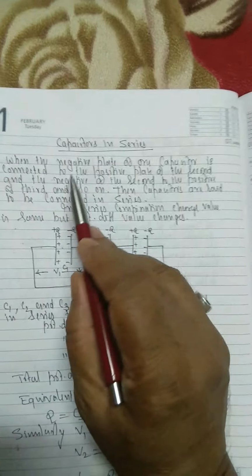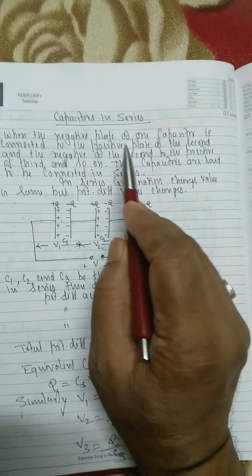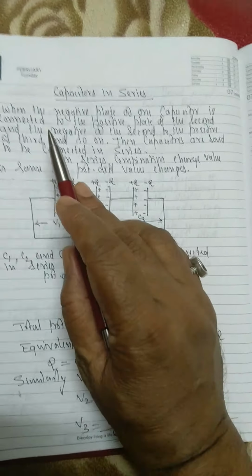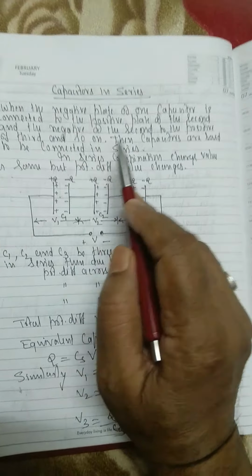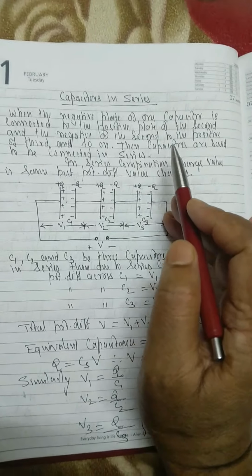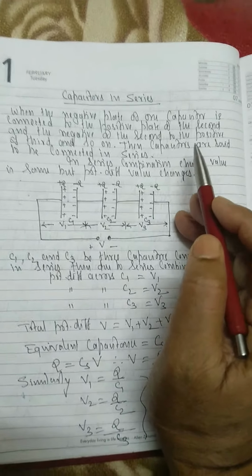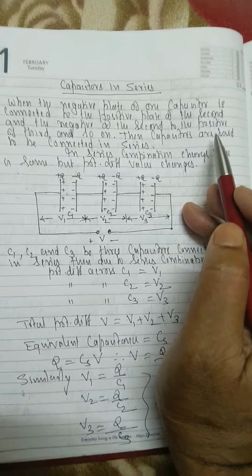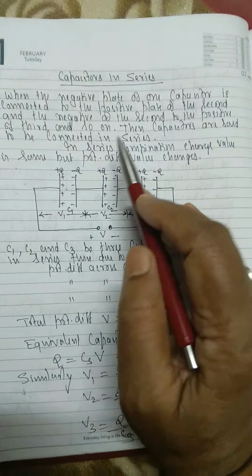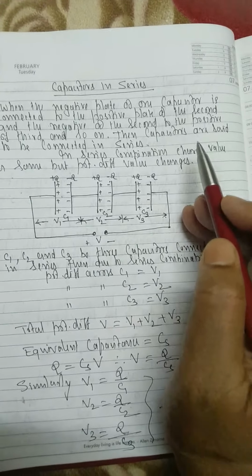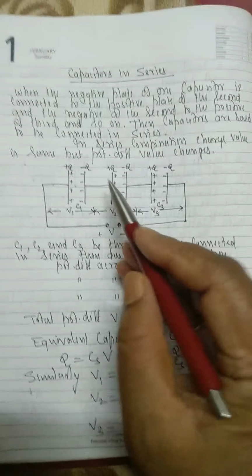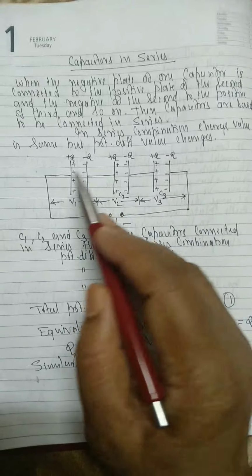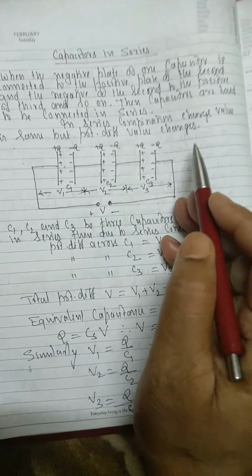Now, capacitors in series. When the negative plate of one capacitor is connected to the positive plate of the second, and the negative of the second to the positive of the third, and so on, then the capacitors are said to be connected in series. In series combination, the charge value is the same but the potential difference changes.